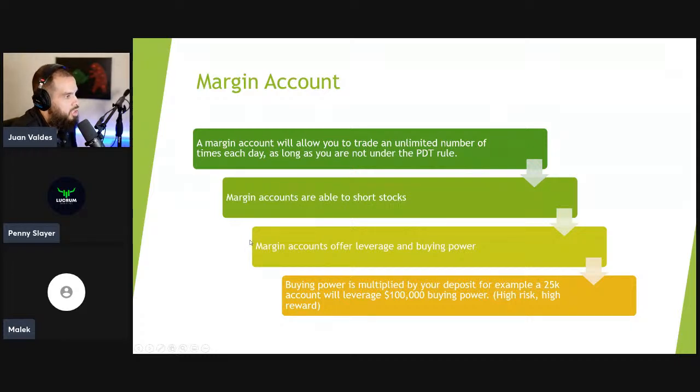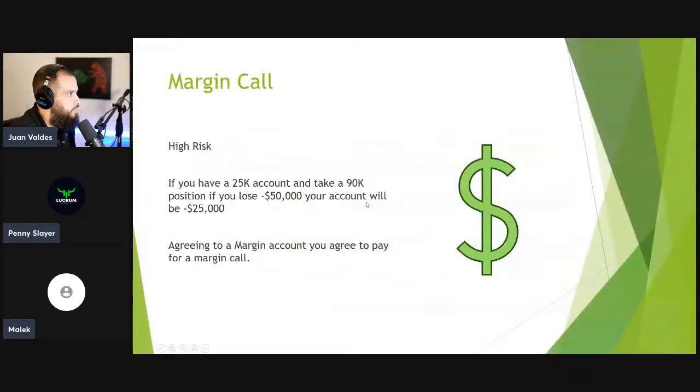And if you have a margin account, most brokers offer you leverage. I don't mess with leverage. Me personally, I don't recommend leverage, but every trader is different. But these are the benefits of having a margin account. So, margin call, high risk.